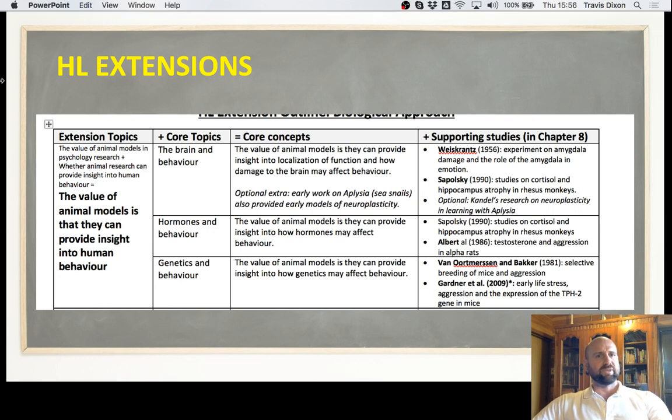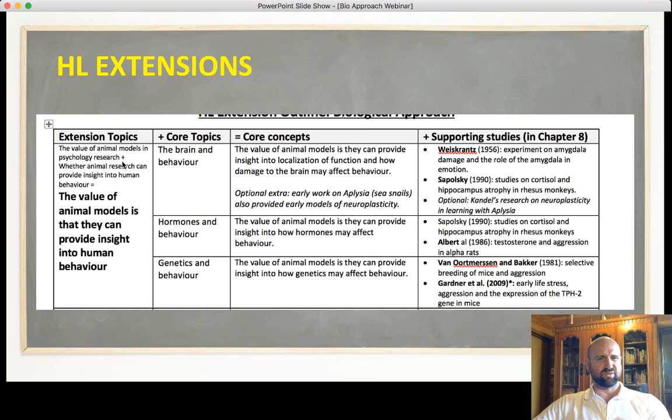Okay, now in the guide it says the value of animal models in psychology research. So that's the statement, plus whether animal research can provide insight into human behavior. To me, they don't both need to be there. The value of animal models is that they can provide insight into human behavior. And so that's what we're looking at.